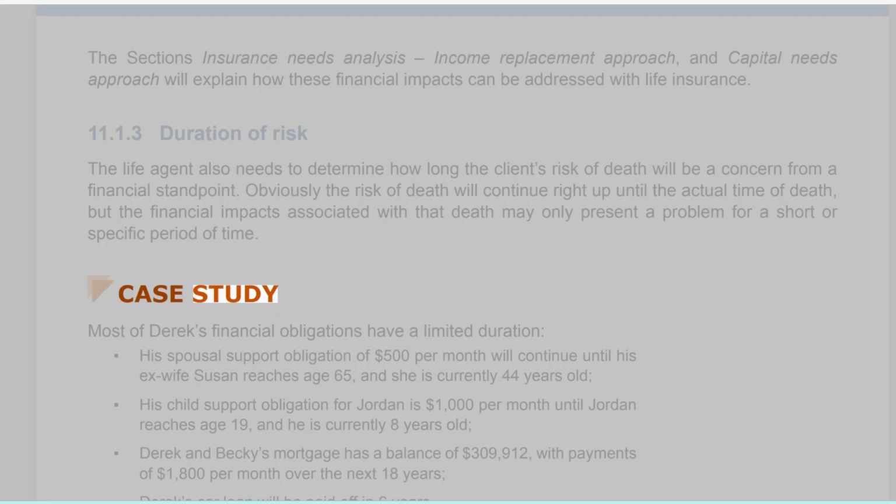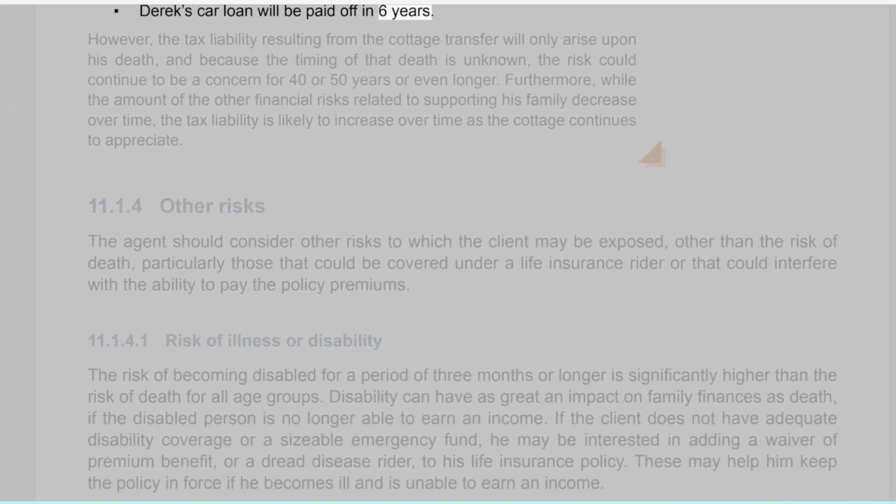Case study: most of Derek's financial obligations have a limited duration. His spousal support obligation of $500 per month will continue until his ex-wife Susan reaches age 65, and she is currently 44 years old. His child support obligation for Jordan is $1,000 per month until Jordan reaches age 19, and he is currently 8 years old. Derek and Becky's mortgage has a balance of $309,912, with payments of $1,800 per month over the next 18 years. Derek's car loan will be paid off in 6 years.